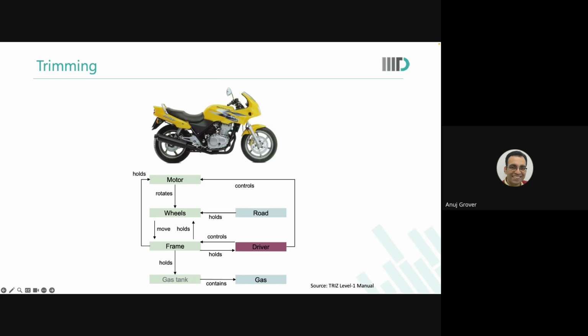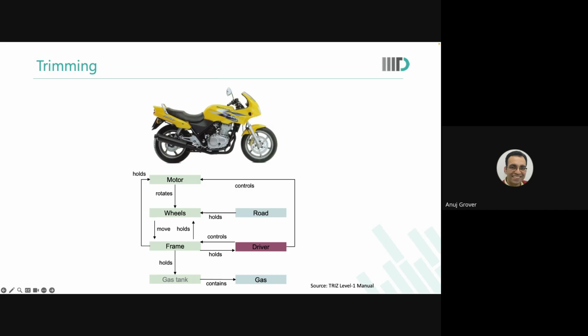See, can you remove the motor? As soon as you remove the motor, the main functionality of motorcycle is gone. It only remains a cycle then. No? Then you remove the wheels. Again, the main functionality of moving one object, that is the driver, from one place to another, gets severely hampered. You remove the frame. Oh, then who will hold the driver? Driver can't be sitting on the wheels. Who will hold the wheels? All that goes for a toss.